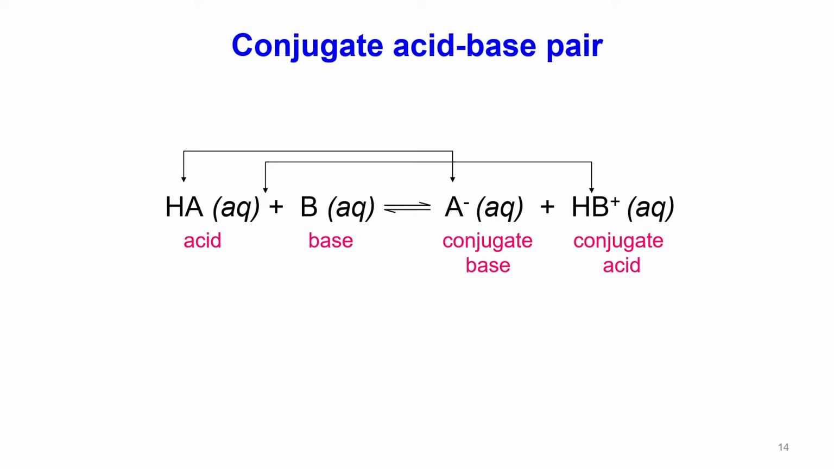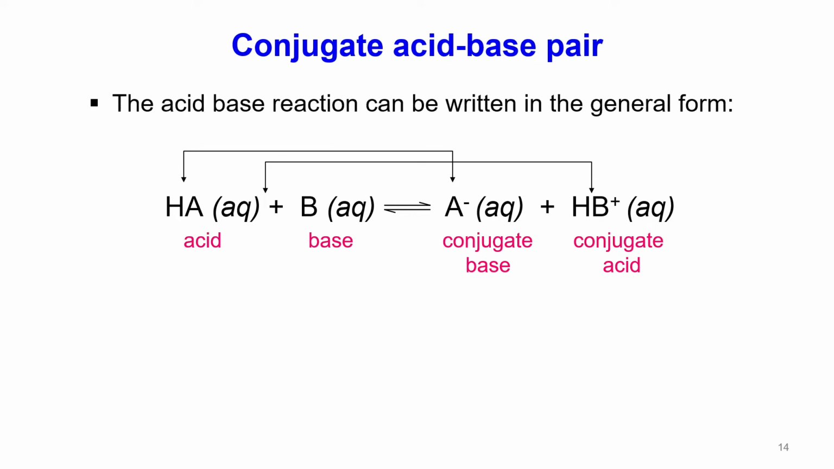Conjugate acid-base pair. The acid-base reaction can be written in the general form. The conjugate pair alternates. We can write it as HA aqueous plus B aqueous produces A minus plus HB plus aqueous. On the left hand side, HA will donate the proton to B, so H and B combine to produce HB plus. When HA donates a proton, a hydrogen, it is an acid. And B accepts the proton, so it is a base.